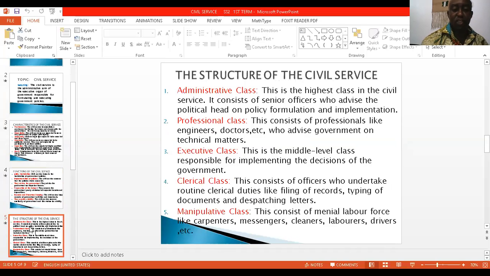We have the structures of the civil service. The structure: administrative class, one. We have the professional class. This is the way they are. Yes, we have the executive class.